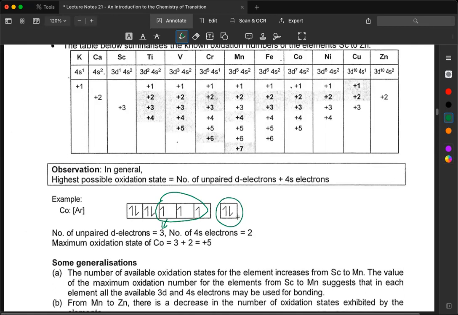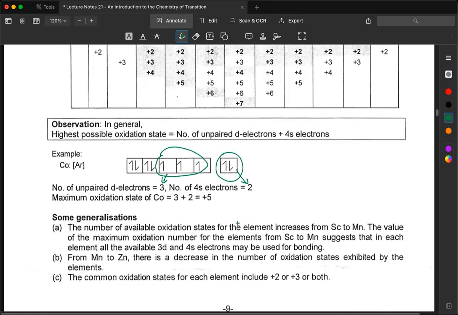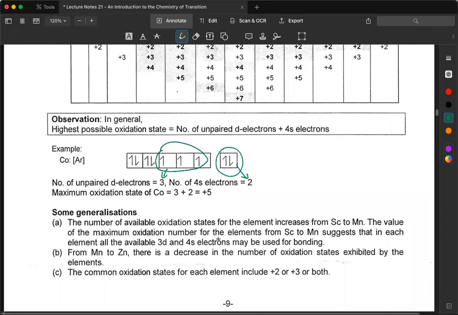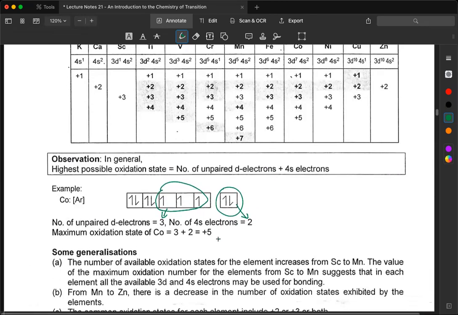Then these are the other 2. 3 plus 2, 5. So the maximum oxidation state of cobalt can go all the way to +5. The number of available oxidation states of the elements will actually increase from scandium all the way to manganese. The value of the maximum oxidation number for the element suggests that each element's available 3d and 4s electrons may be used for bonding.